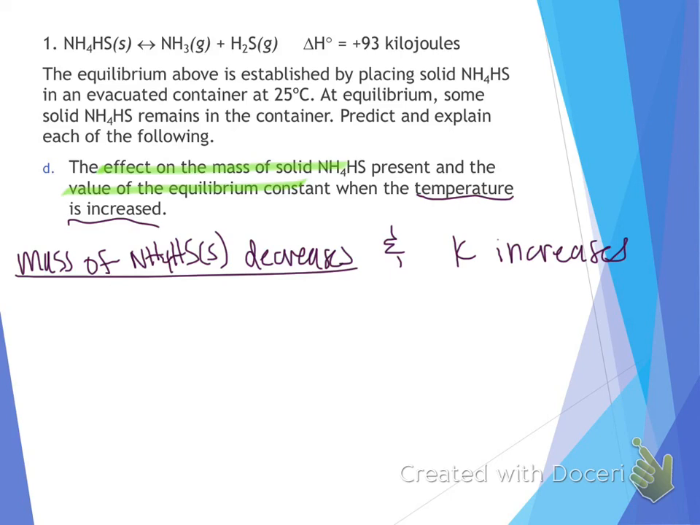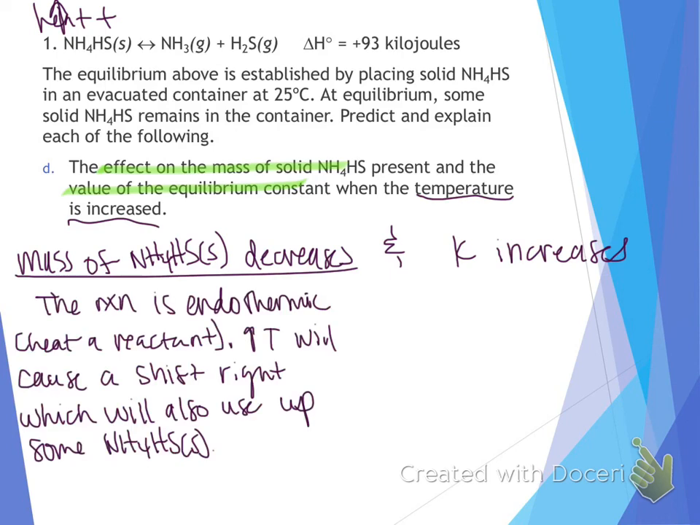This is an endothermic reaction, so heat is a reactant. As we increase the temperature, we're going to shift towards the right. That shift right is going to use up some of our NH4HS. And that shift right is also going to cause our K to increase. As we shift right, we're going to be producing more of our products, more of both of those gases. If we have a greater partial pressure of both of those gases, that's going to give us a greater K value.